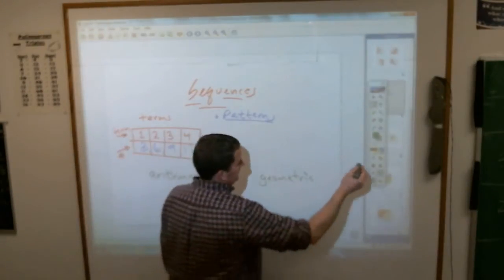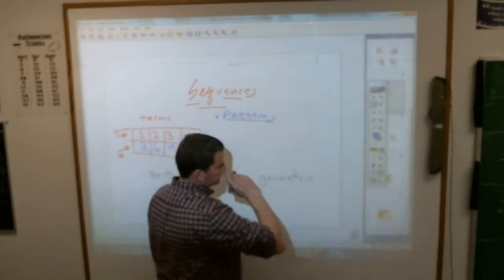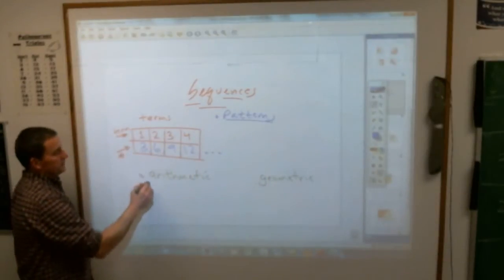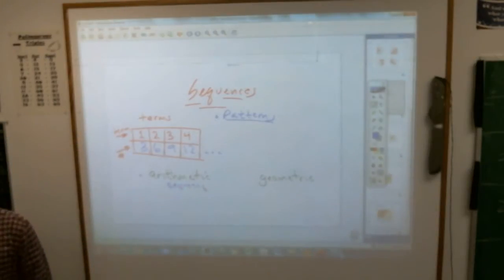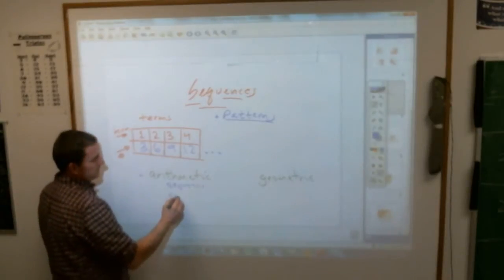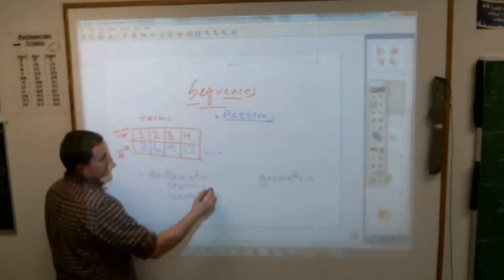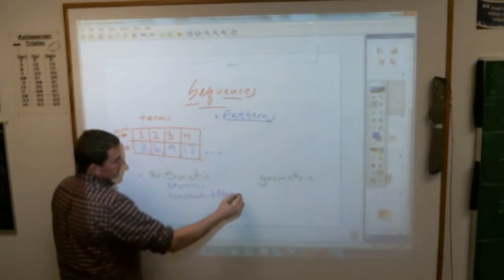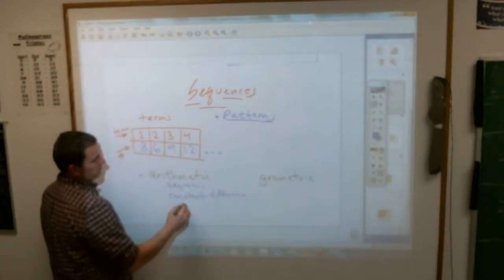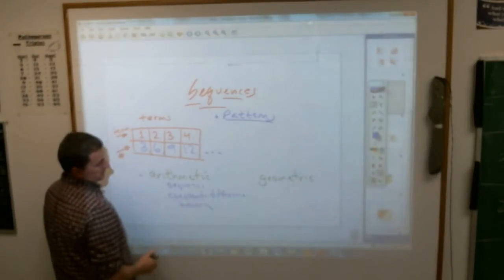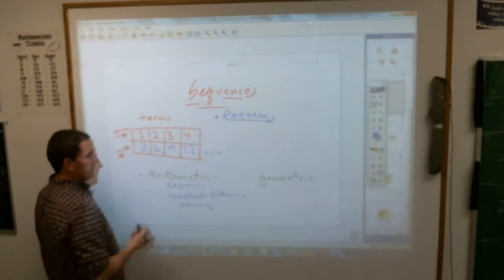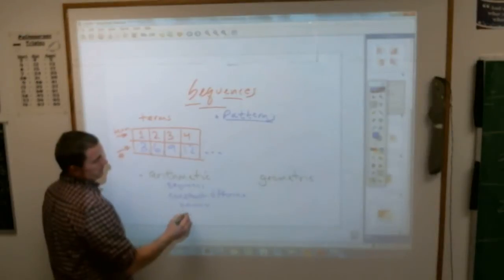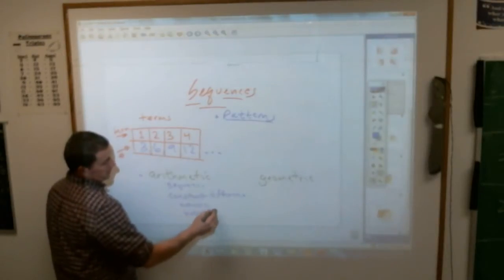Here is the difference between the two. If it's an arithmetic sequence, there is what we call a constant difference between terms.